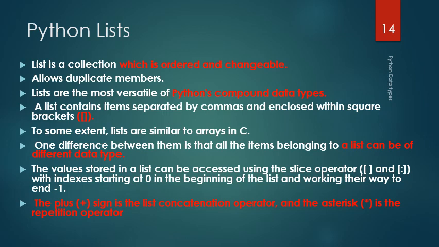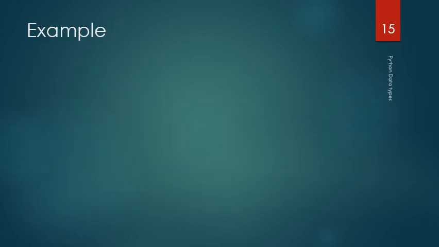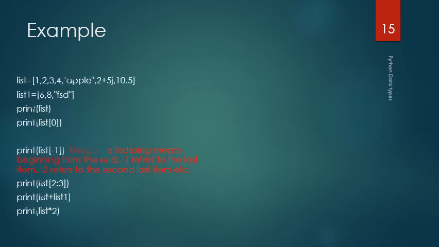The values stored in a list can be accessed using a slice operator, as we have seen in the case of string, with indexes starting at 0 in the beginning of the list. But to access the last element of the list, we can use the index number -1. The plus sign is used to concatenate, or it is a list concatenation operator, whereas asterisk is the repetition operator. We'll see an example to demonstrate how a list is manipulated in Python.